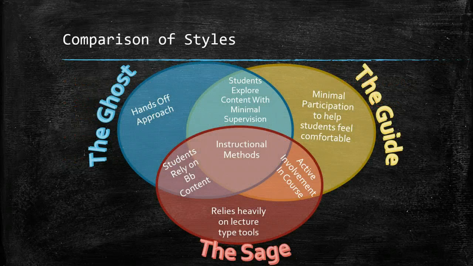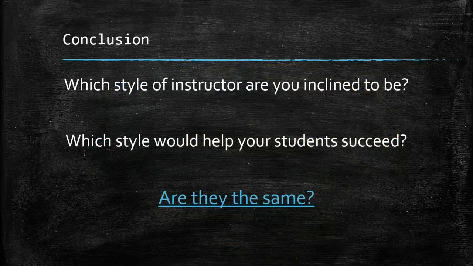So in conclusion, all these teaching styles have a variety of overlapping areas, and it's up to you to decide what works for you. The three most important questions to ask yourself when deciding what kind of instructor interaction you'd like to employ in your classroom are which style of instructor are you likely to be, and which style would help your students succeed in your classroom format. And more importantly, are these the same techniques?